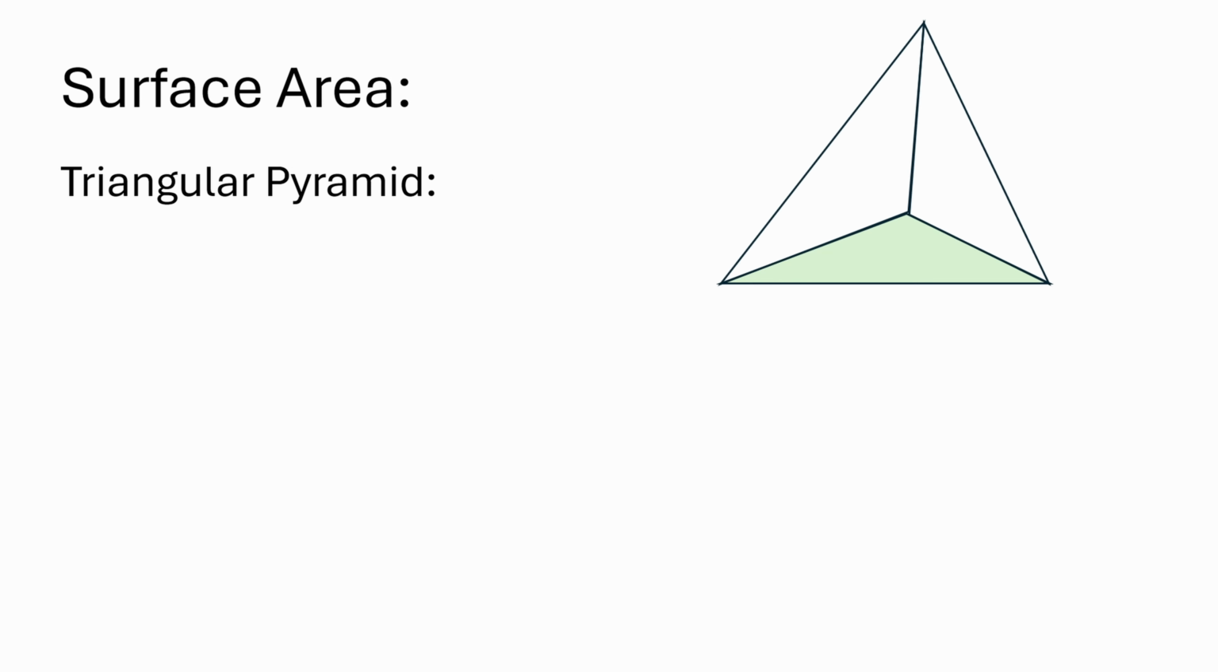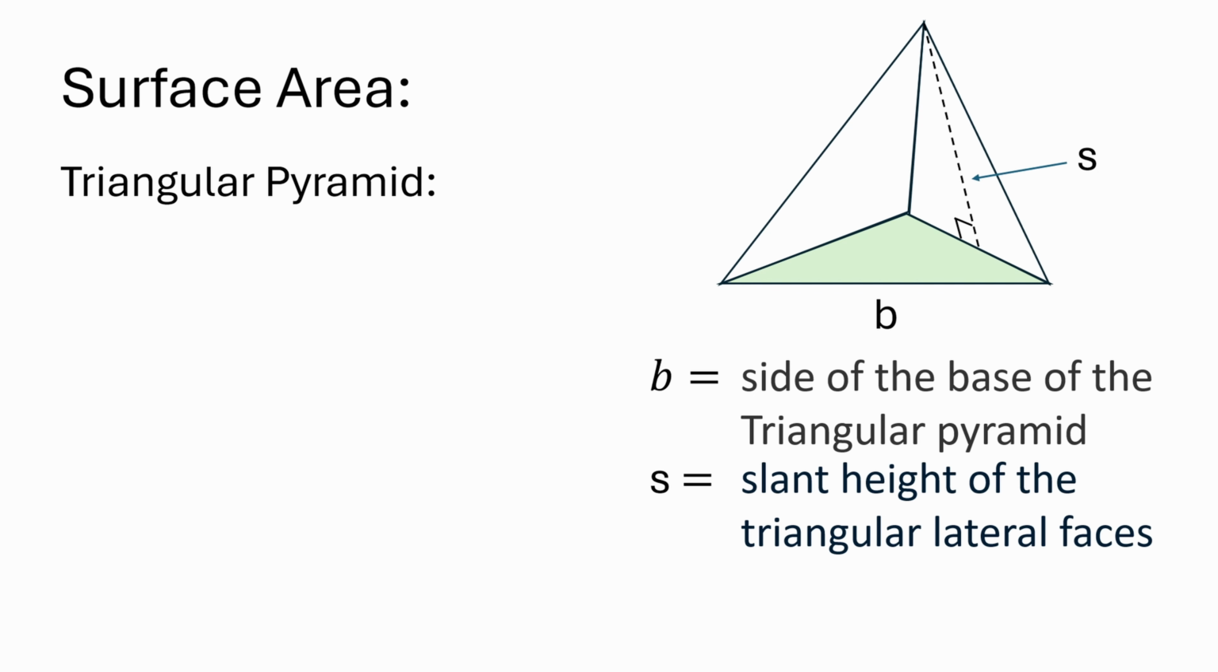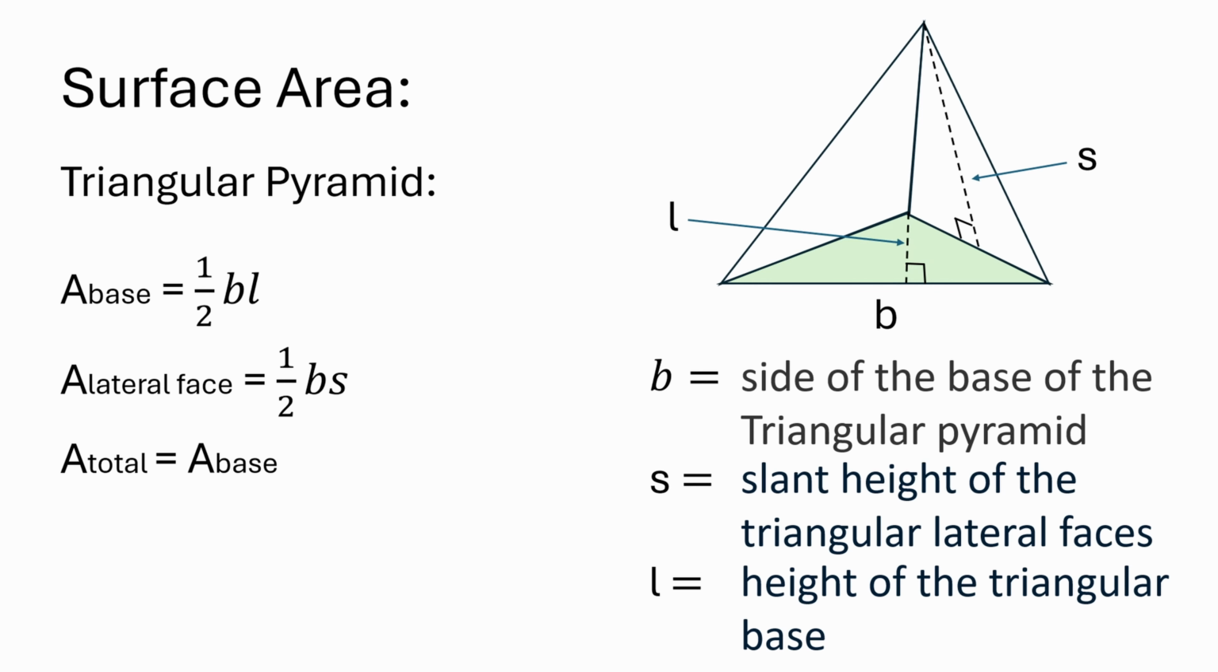Surface area of triangular pyramid. This is a triangular pyramid. Let b be the side length of its triangular base, s the slant height of each lateral face, and l the base height. Base area is equal to 1 divided by 2 times b times l. One lateral face area is equal to 1 divided by 2 times b times s. Total surface area is equal to base area plus 3 times lateral face area.